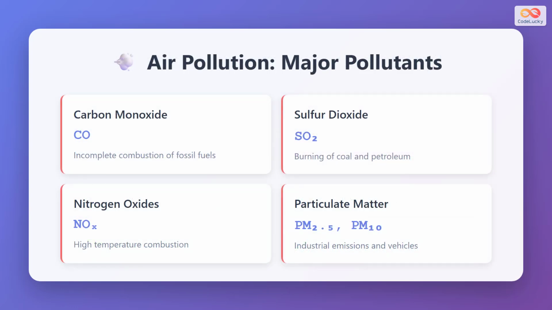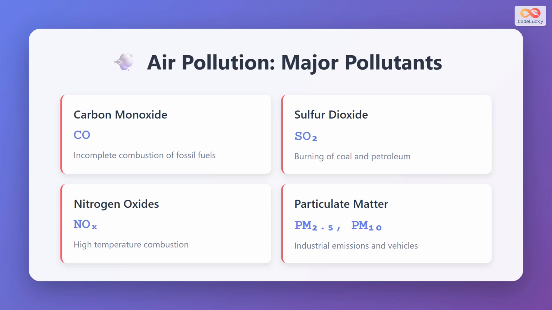Air pollution consists of several major chemical pollutants that harm our atmosphere and health. Carbon monoxide, represented by the chemical formula CO, is produced from the incomplete combustion of fossil fuels in vehicles and industries. Sulfur dioxide, SO2, is released when coal and petroleum are burned, particularly in power plants.